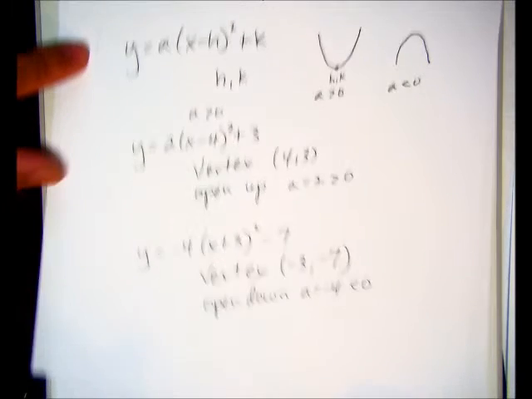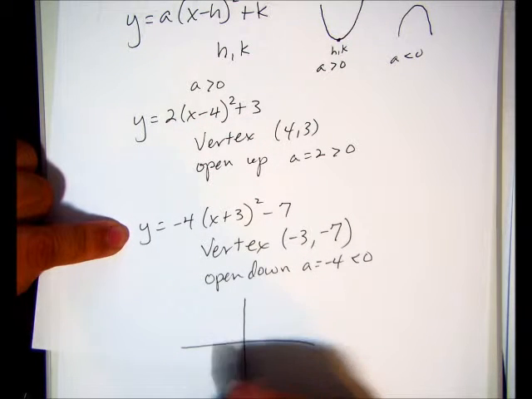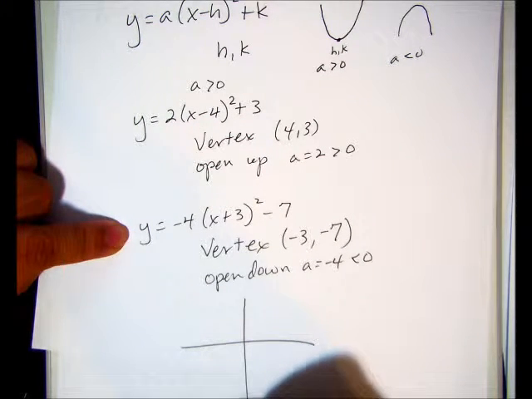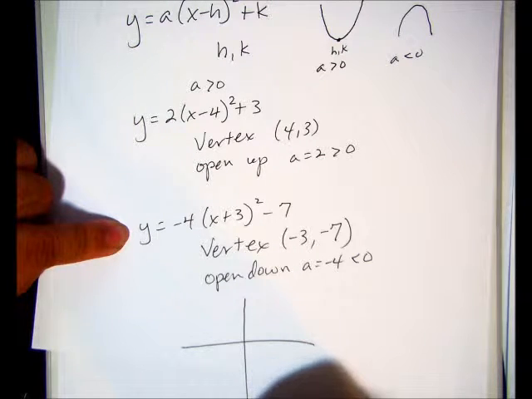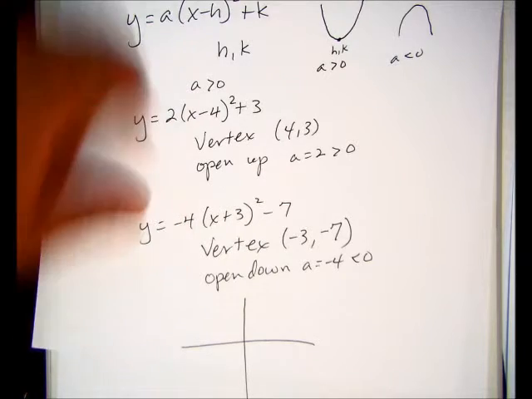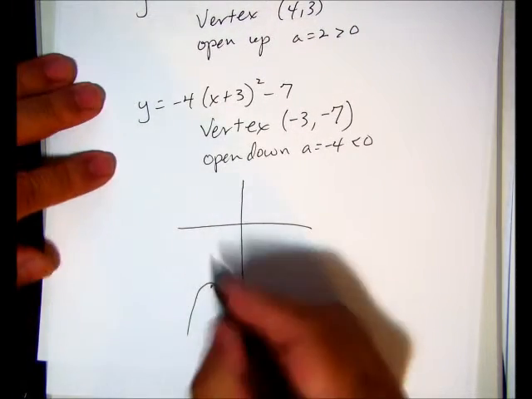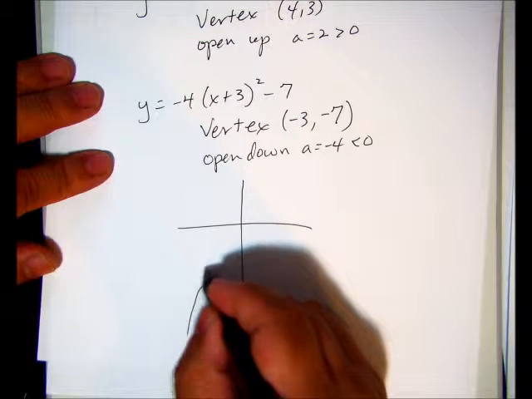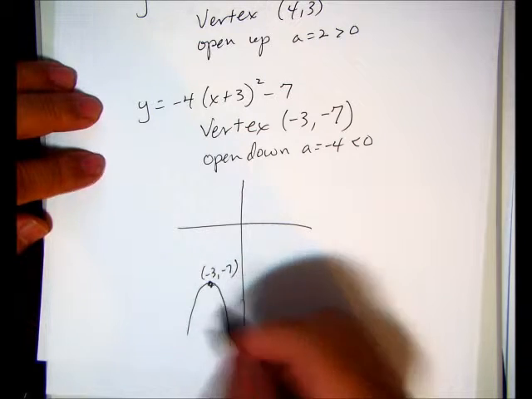Alright, basic graphing of this. If I were to graph the second one here, (negative 3, negative 7), way down here somewhere, and it's opening down, so it'll kind of look like this. Assuming this is the vertex of (negative 3, negative 7), we know it's opening down. That's it.